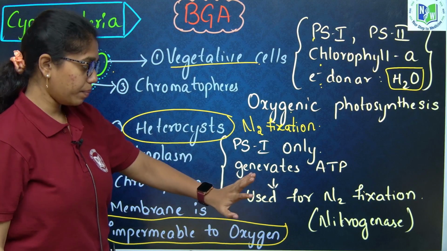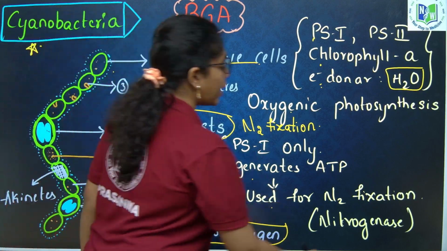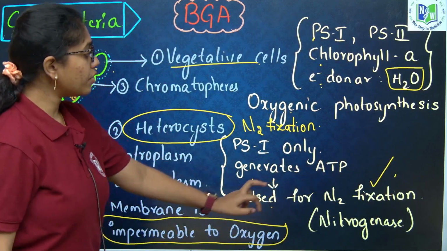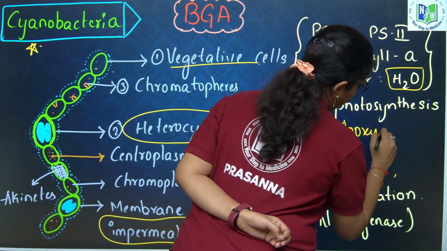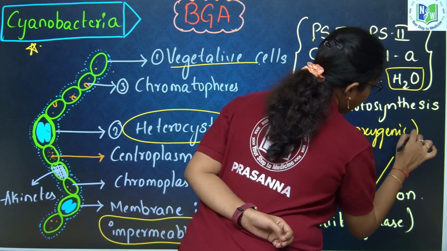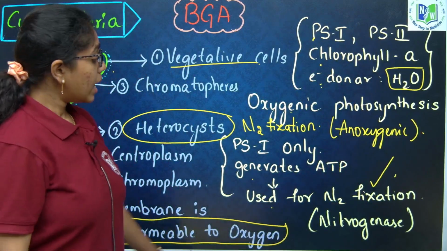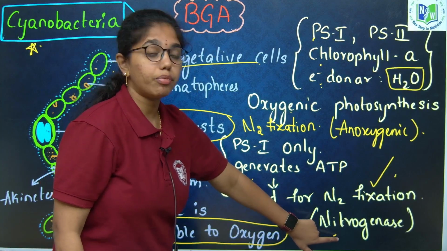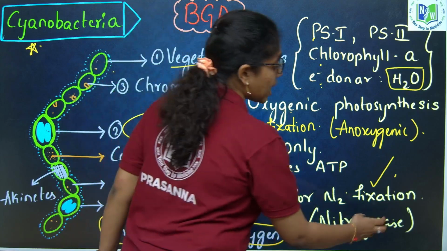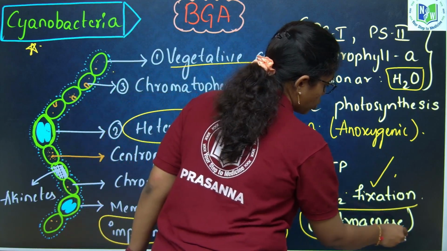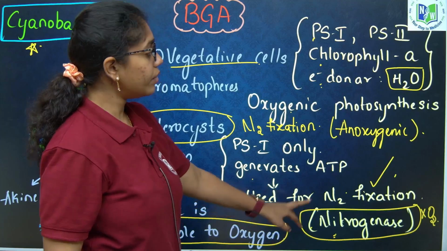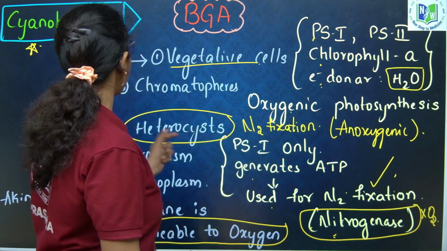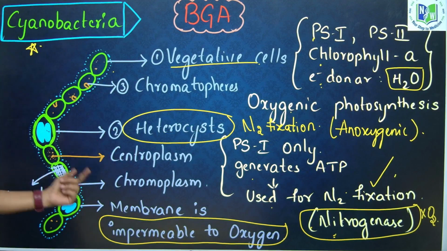And heterocyst has only PS1, photosystem 1. This generates ATP. That ATP is utilized for nitrogen fixation. For nitrogen fixation, 100% anoxygenic conditions are required, because nitrogenase is the enzyme which is helpful for nitrogen fixation, and this nitrogenase is inactive in the presence of oxygen. It is active in the anoxygenic conditions. That is why the heterocyst membrane is very tough, not permeable to oxygen. Clear? Keep it in your mind.